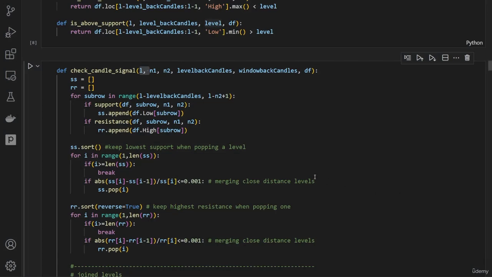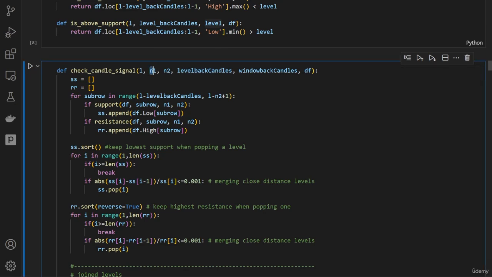Now we can combine these conditions to generate our entry signal. We're defining a new function called check candle signal. It takes L, the index of the current candle, N1 and N2. We've seen those. These are the number of left or preceding neighbors and following or future neighbors of the current candle to detect the support and resistance levels. And we need to provide also the level back candles, which is a large time window before the current candle in which we are going to detect the support and the resistance.